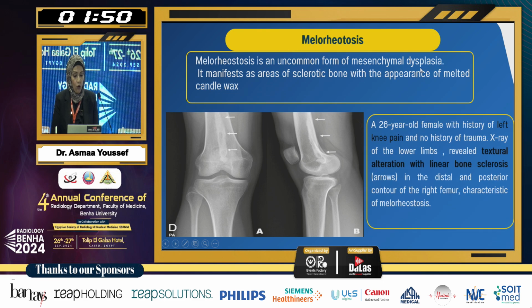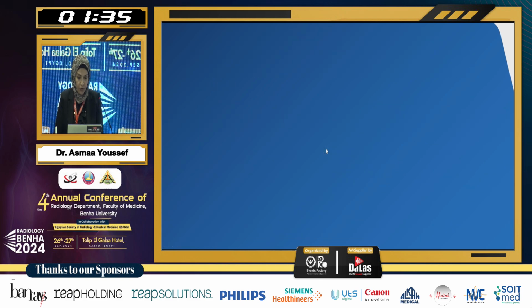Melorheostosis is an uncommon form of mesenchymal dysplasia. It manifests as sclerotic bone with the appearance of melted candle wax. We show here textural alteration with linear bone sclerosis in the distal and posterior contour of the right femur.